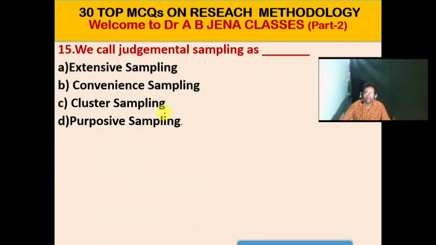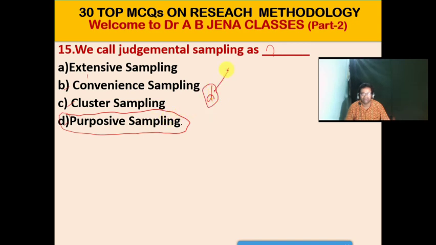So next one MCQ, we call judgmental sampling as what? A, it's extensive sampling, B, it's convenience sampling, C, it's cluster sampling, D, it's purposive sampling. Friends, so D is the right option for this MCQ. We call judgmental sampling as purposive sampling. So D is the right option for this MCQ.